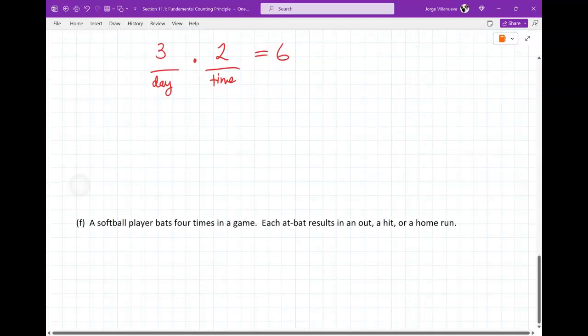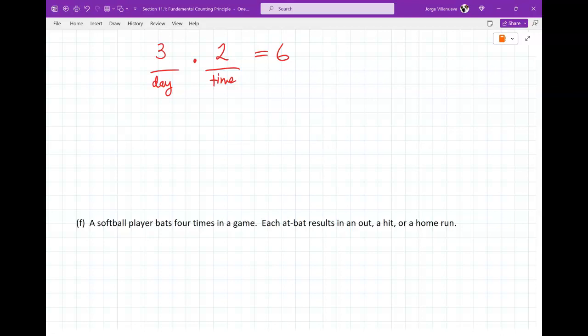So a softball player bats 4 times in a game. Each at-bat results in an out, a hit, or a home run. Okay, how many outcomes can they have? So how many events? 2? Not 2. 4 events. In the first part of the sentence it says they bat 4 times. So they're going to go up to the plate 4 times. 4 events. Okay? So 4 events. Now, in each event, how many things can happen?